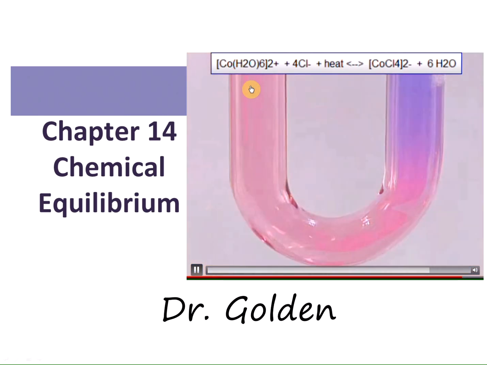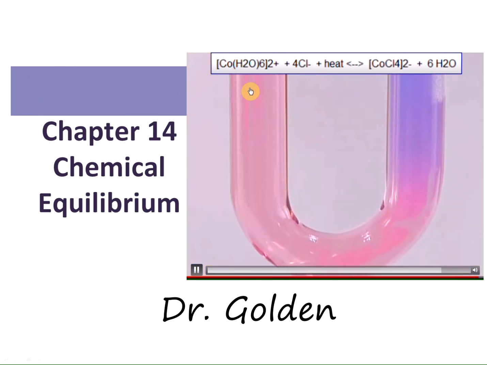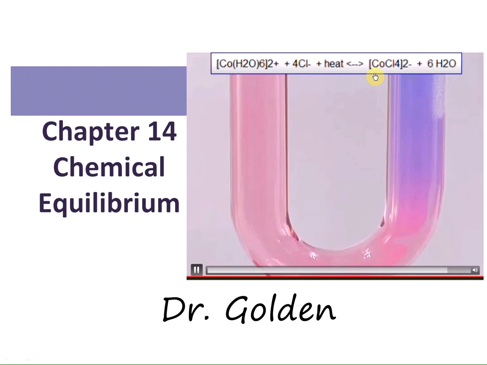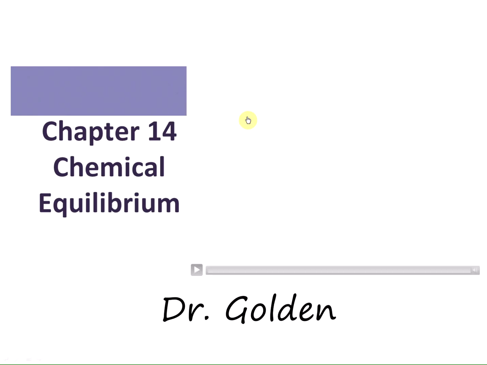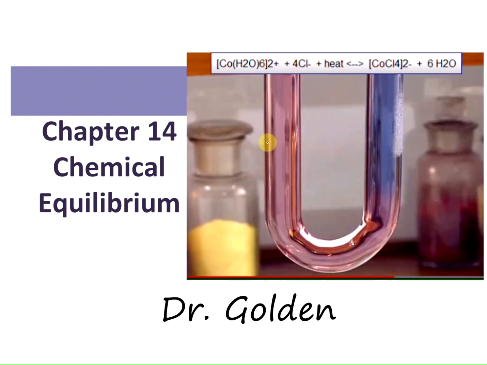But on the other side, the cobalt hexaquo species is the predominant species in solution. There is also some cobalt tetrachloride in there as well. It's just that there's so little of it, we predominantly see the color associated with the cobalt hexaquo species. So the pink color that we see here is due to the cobalt hexaquo species.